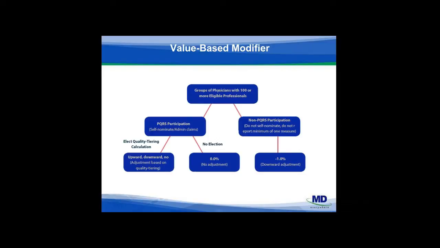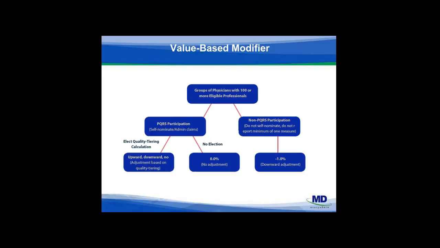In an effort to align these programs, CMS is separating all groups of physicians with 100 or more professionals into 2 categories based on their PQRS participation. The first category includes groups that self-nominated for PQRS as a group and reported at least one measure, or have elected the PQRS administrative claims option for calendar year 2013. Groups in this category include those that have self-nominated and have met the satisfactory reporting requirements for the PQRS incentive payment, and this category's value-based modifier will be set at 0%.